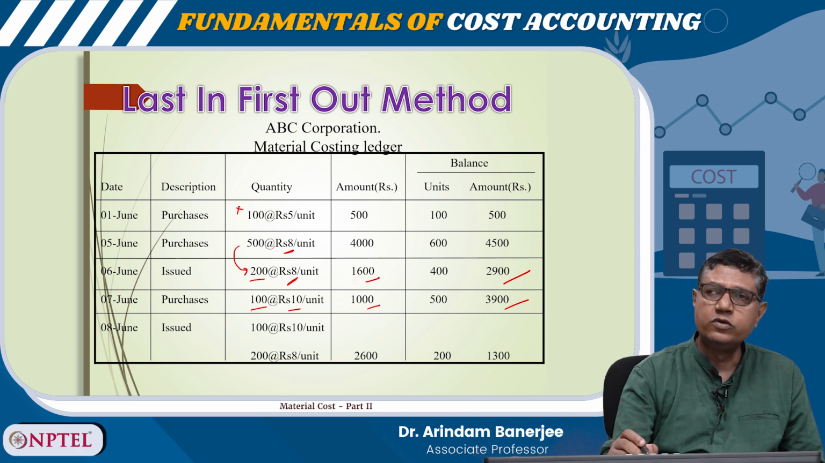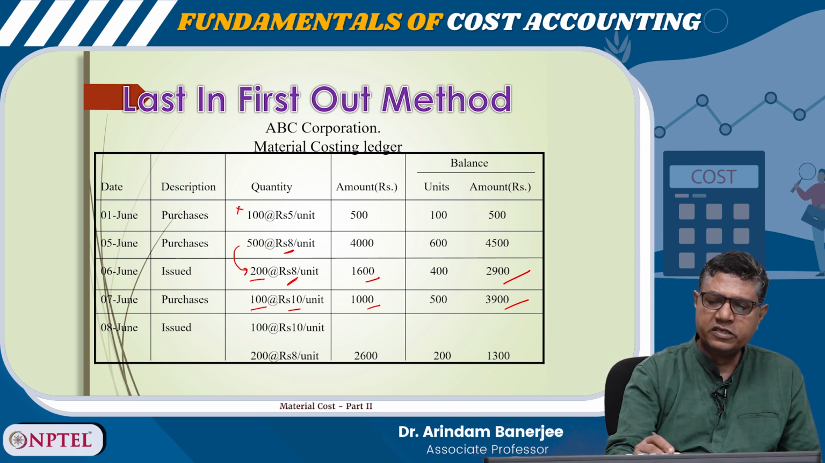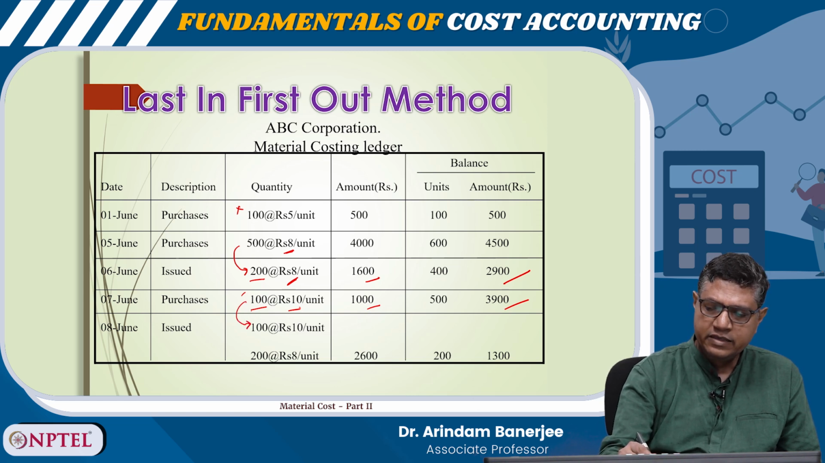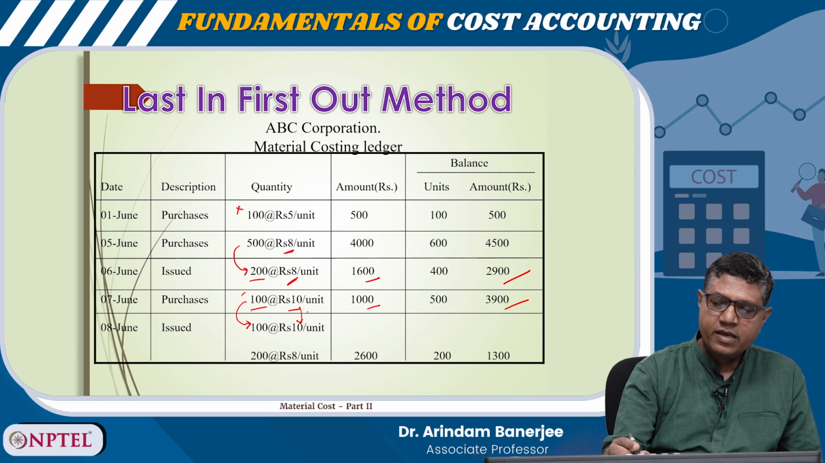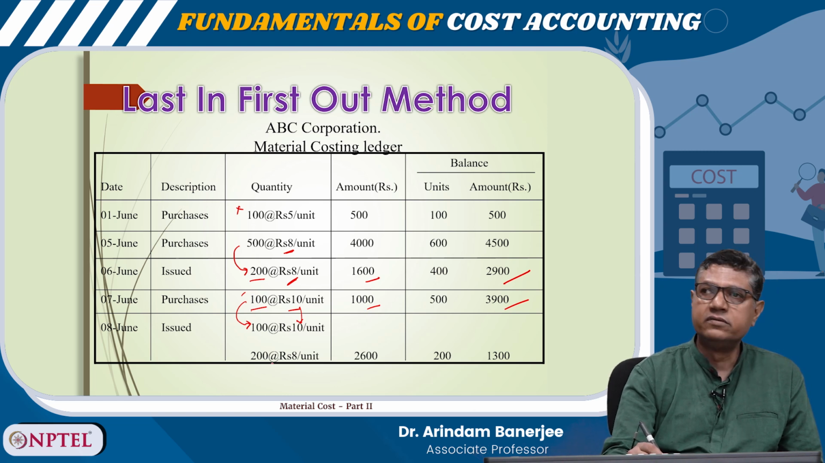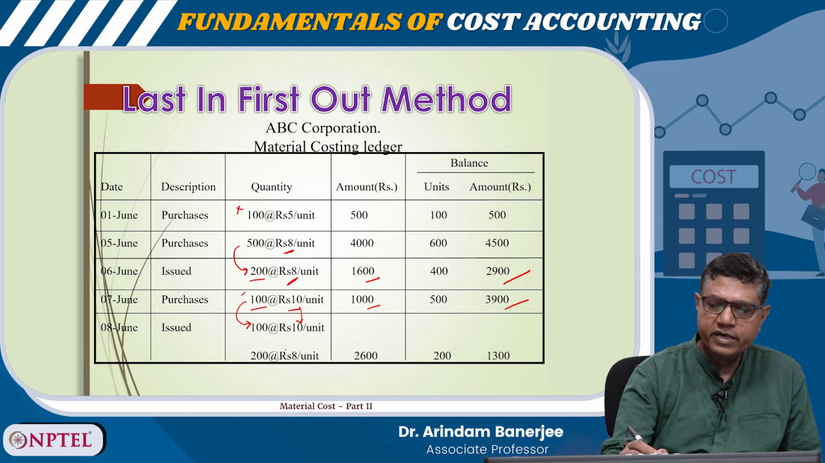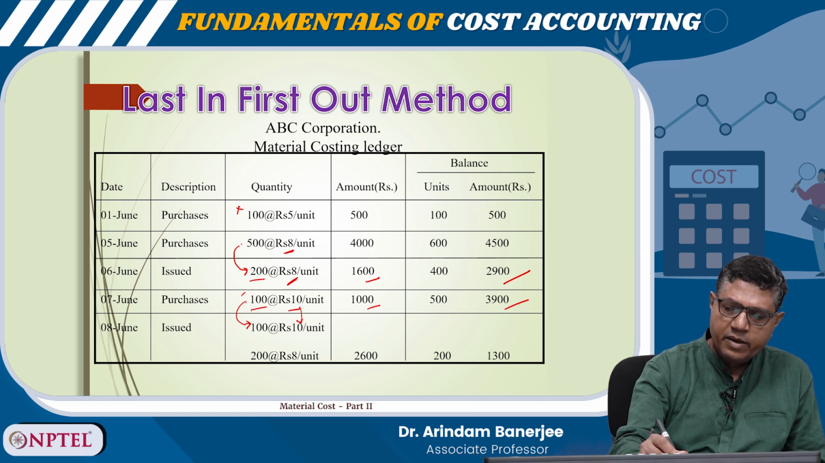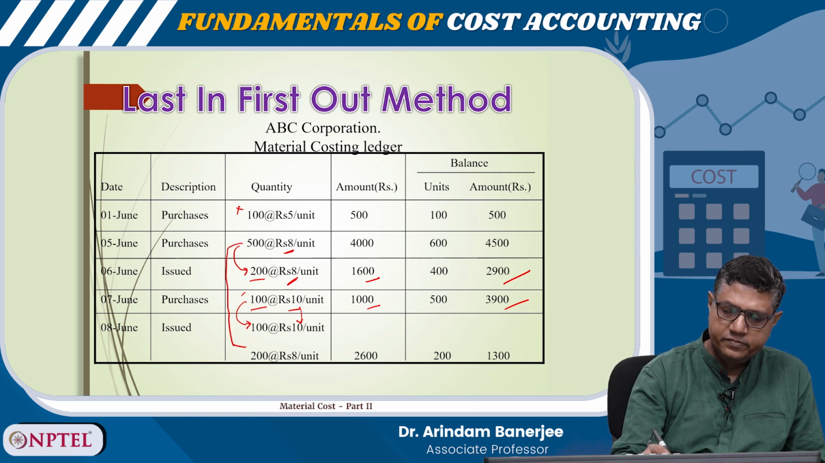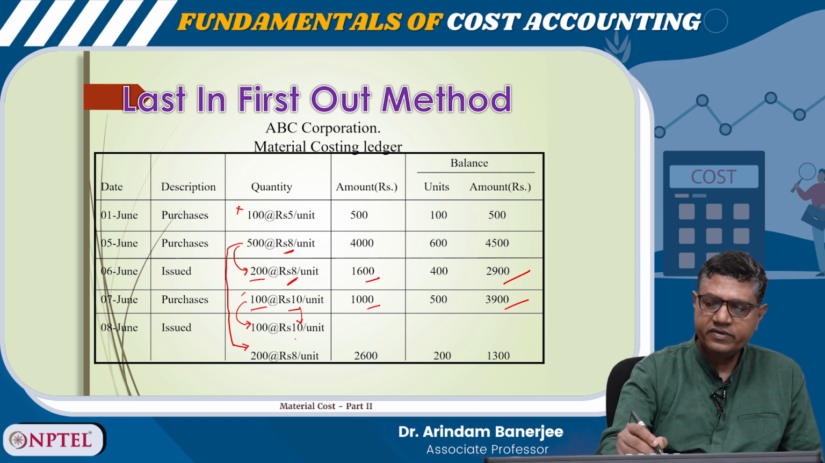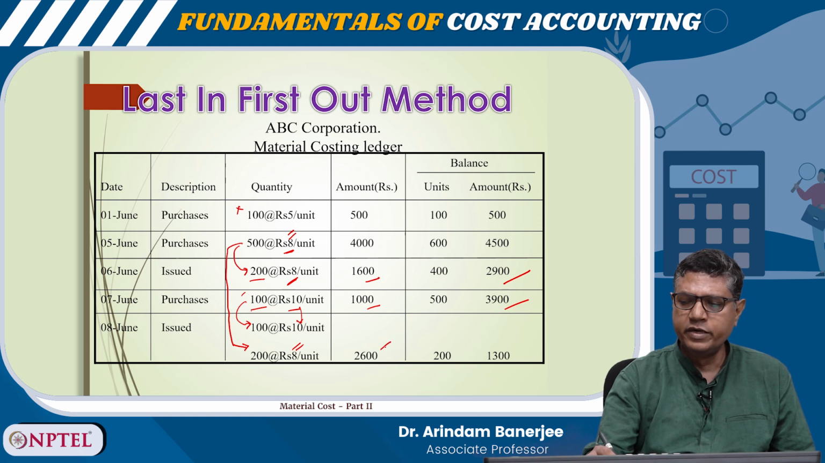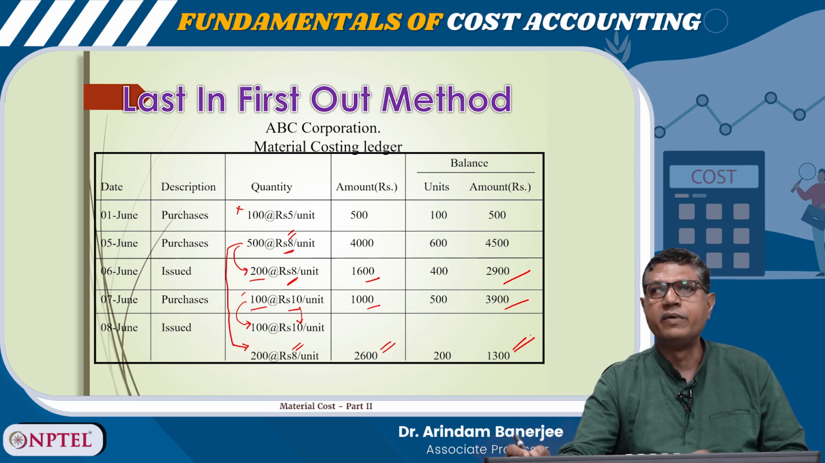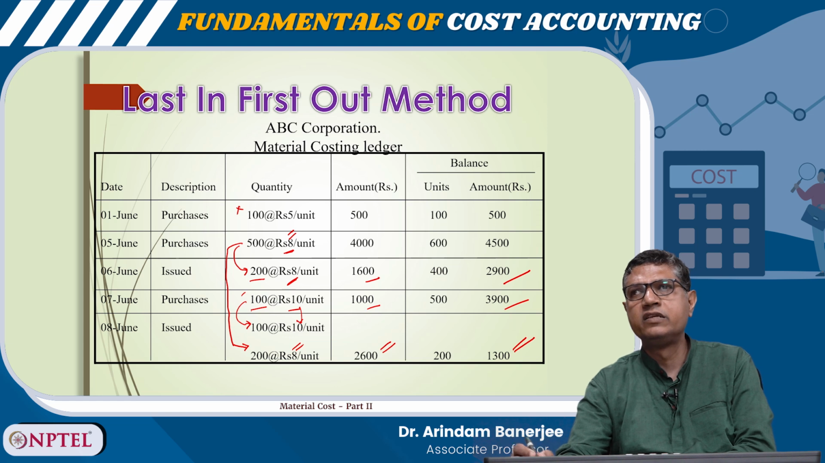Now, in this issue under LIFO, what is the latest purchase? This one. So, this 100 is coming from here, and this rate is 10, and the rest 200, because total issue is 300, the rest 200 is coming from here at the rate of 8. You see, here the rate is 8, here the rate is 8, and then we calculated this value, and this is the balance. So, this is the difference between FIFO and LIFO.